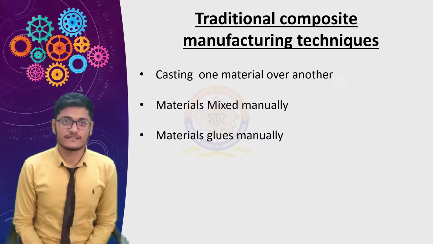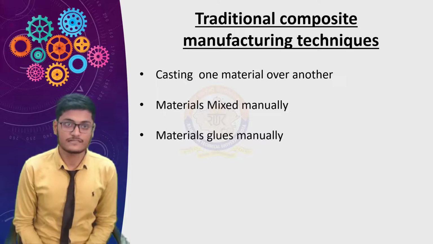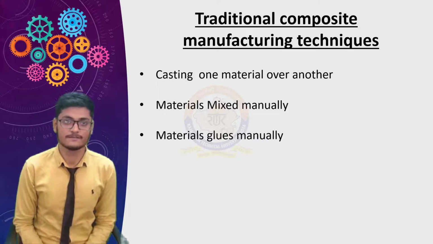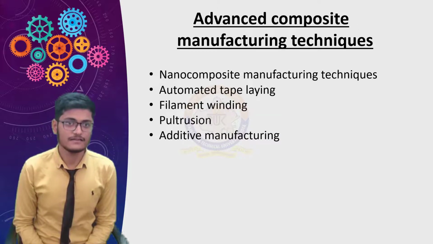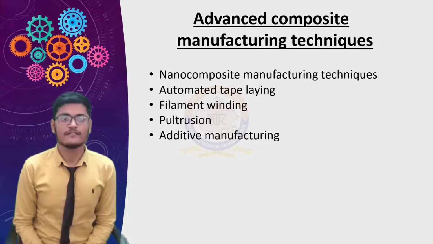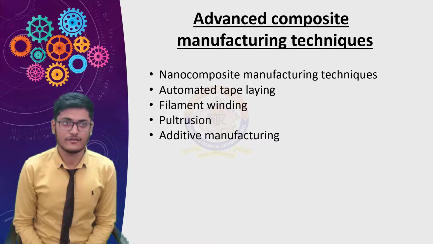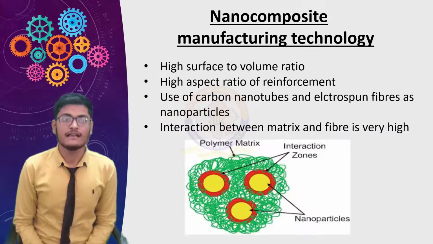Some of the methods of manufacturing composites traditionally were all done by hand, whether it is casting, mixing, or gluing materials one over the other. The advanced composite manufacturing technologies that are used nowadays are of different types and offer a wide range of design possibilities according to the specifications needed. Some of the advanced composite manufacturing techniques are nanocomposite manufacturing, automated filament winding, pultrusion, and additive manufacturing. And we will discuss these in the upcoming slides.